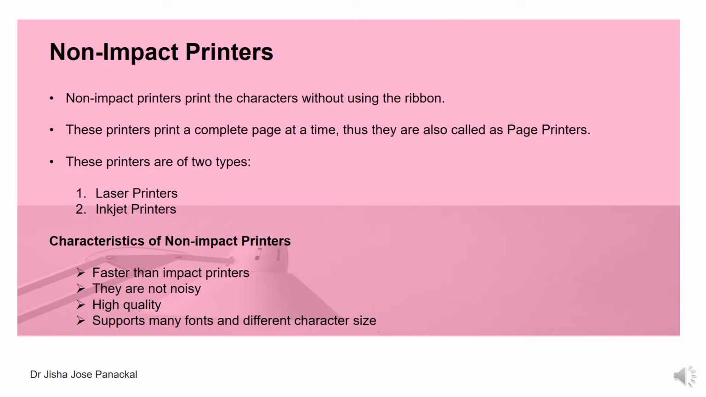Next we will see what are non-impact printers. Most of the modern printers are of these types. Non-impact printers print the characters without using the ribbon. These printers print a complete page at a time, thus they are also called page printers. These printers are again classified into two types. First one is laser printers and the second one is inkjet printers.